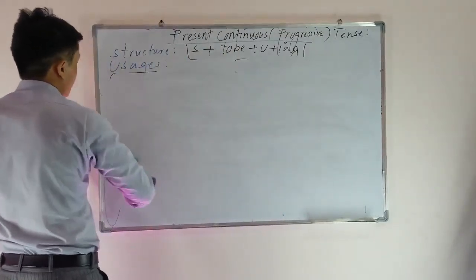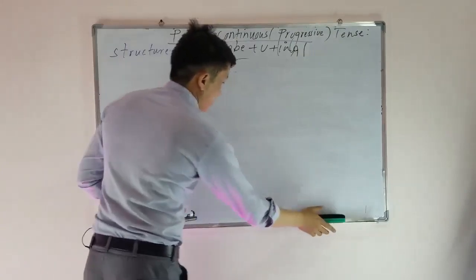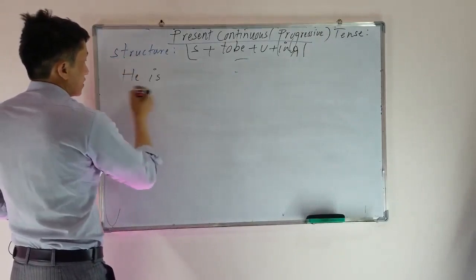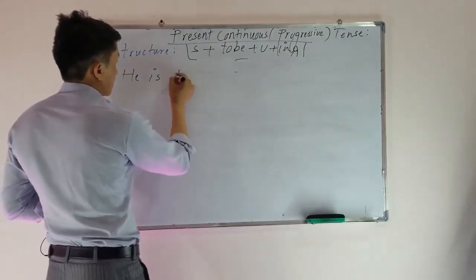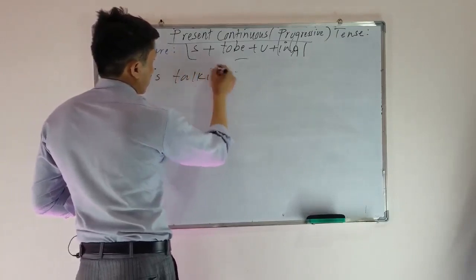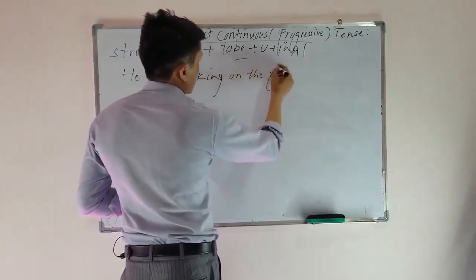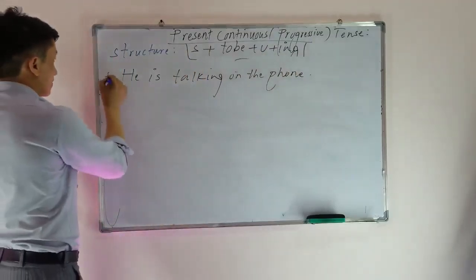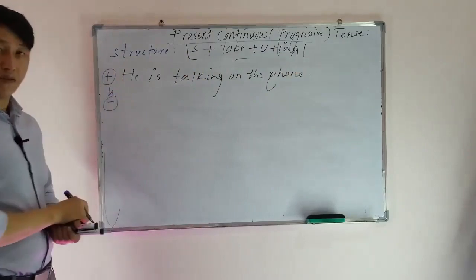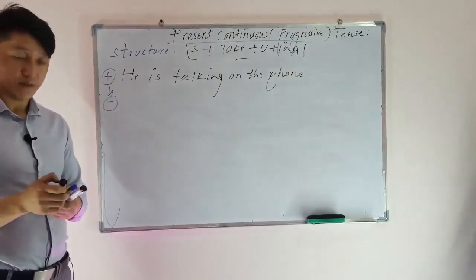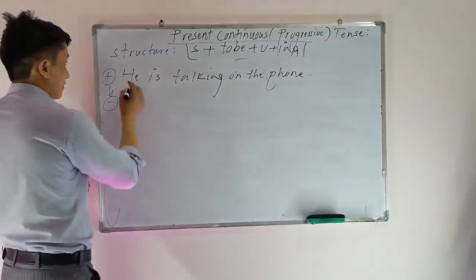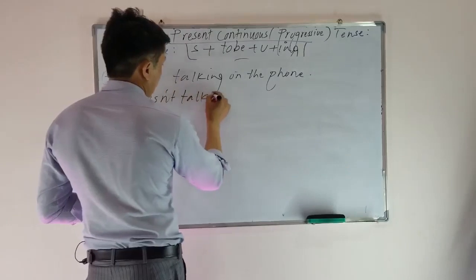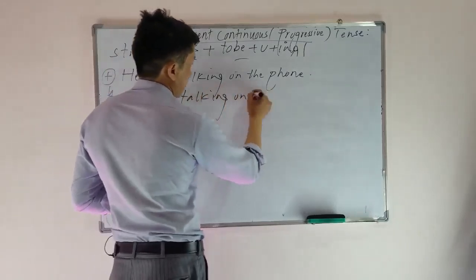So let's give an example for present continuous tense. For example, he is talking on the phone. Now if I say he is talking on the phone, this is a positive sentence. How can I change this sentence to negative? As we discussed, if you want to change it to negative, we just add not after the to be verb. So here this is the to be verb. We can say he isn't, or he is not talking on the phone.